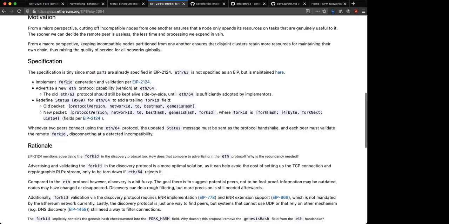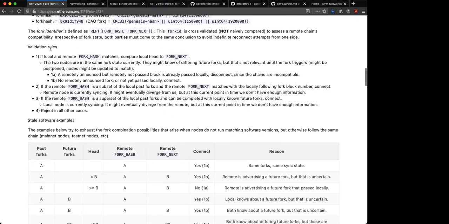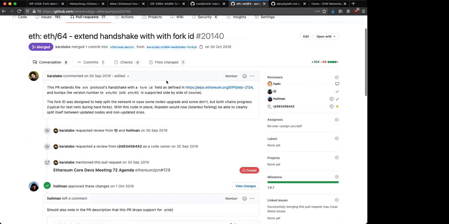But the actual compatibility rules are not defined in this EIP because they are already defined here. So here are the rules, and you just have to run these rules for every new connection. That's the idea, at least. So the implementation of this, you can see it here.